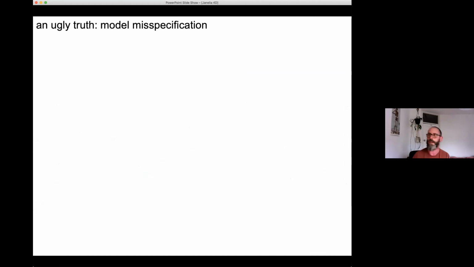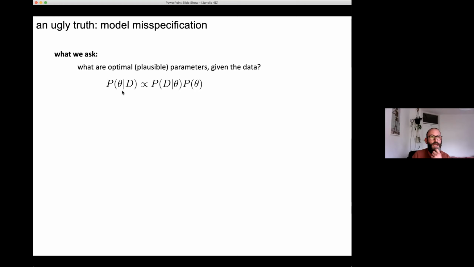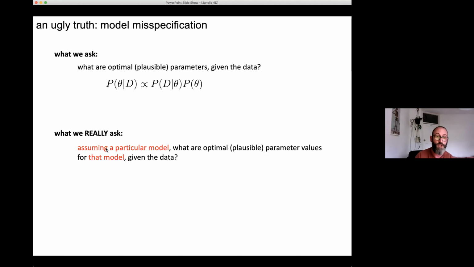However, there is a problem, and it lurks in the back of everyone's mind when they're doing modeling. What we often ask when we try to estimate parameters from data, or ask what's a plausible range, is we often perform a sort of inference exercise. And if we do this, in quotes, the correct way, we might invoke something like Bayes' theorem, and say, well, we'd like to know what the posterior distribution of the parameter is given the data. And of course, this comes from a likelihood function, which is typically the model that generates plausible outputs, and a prior distribution, which we often ignore, or we take it to be uninformative. And writing this down gives us a lot of pleasure. It gives us a warm, fuzzy feeling because we're doing the right thing. We can extract meaning, we can extract parameters from data. But what we're really asking is, assuming a particular model, what are the optimal or plausible parameter values of that model given the data?